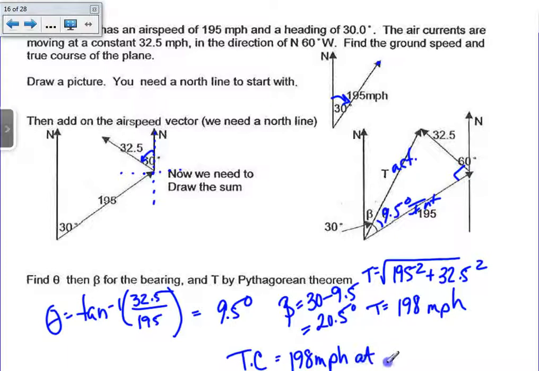at a bearing of, and you can either say from north, we're going 20.5 degrees east, or you can just say 20.5 degree bearing, and we will assume it's off of north. Whoops, going in that direction.